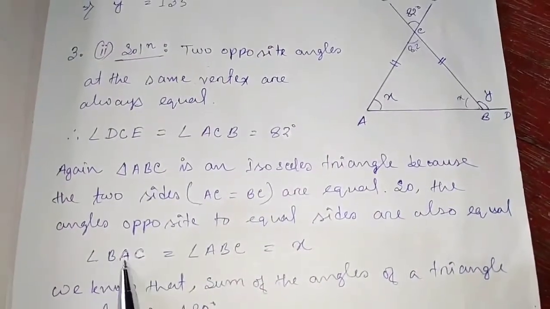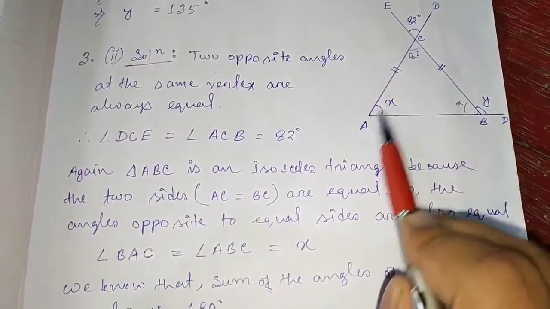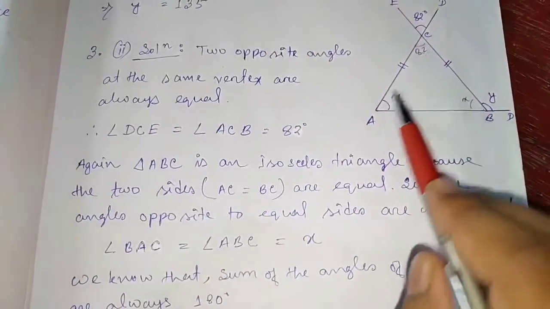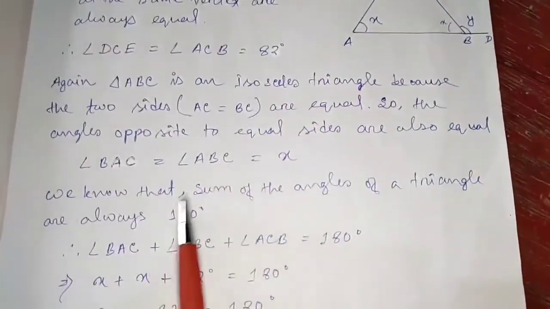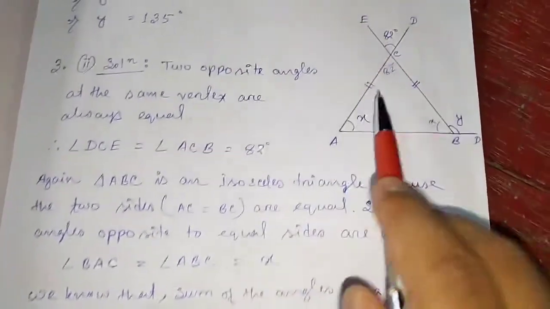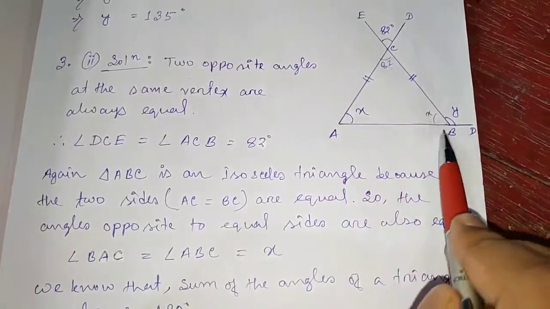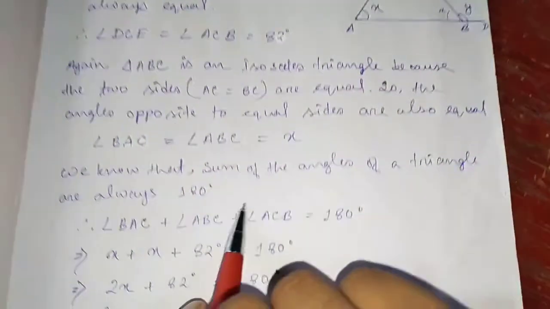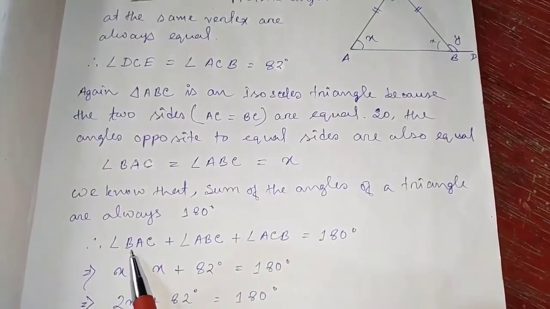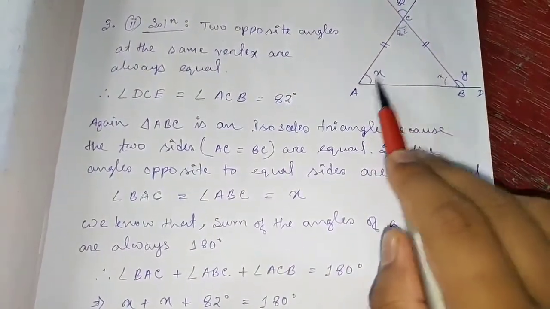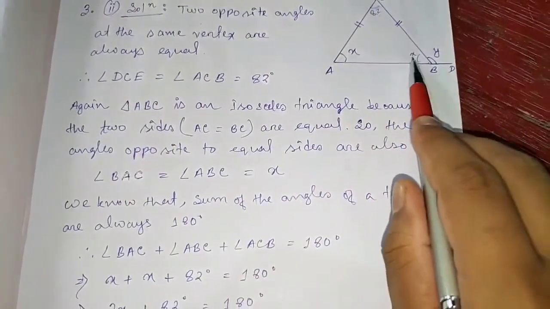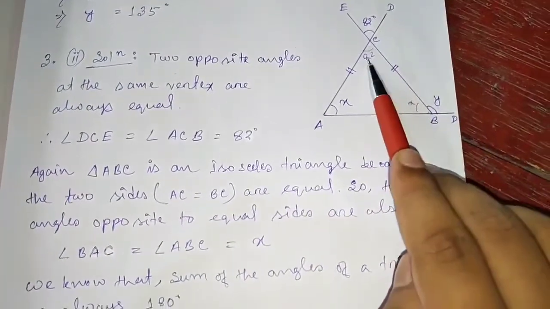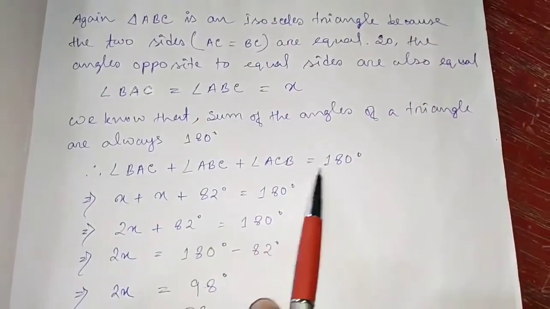Therefore angle BAC is X, which is equal to angle ABC, which means both the angles are equal. Now we know that the sum of the angles of a triangle is always 180 degrees. So angle ABC plus angle BCA plus angle CAB is 180 degrees. Angle BAC is X, angle ABC is also X, and angle ACB is 82 degrees. Clear? Because this one is 82, this one is also 82. Now if we sum them, it becomes 180 degrees.